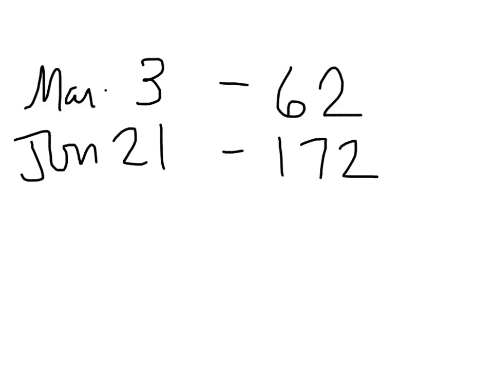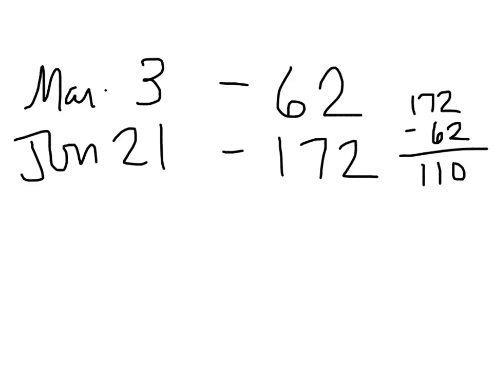So now, here's what happened. I asked you to look up March 3rd, and you said it was the 62nd day of the year. June 21st is the 172nd day of the year. That's what that number is telling you. So how many days is it between them? What operation do you think we're going to do to find that? Subtract them. Take the big number minus the little number. What's 172 minus 62? 110. Good. So between March 3rd and June 21st, there's 110 days.